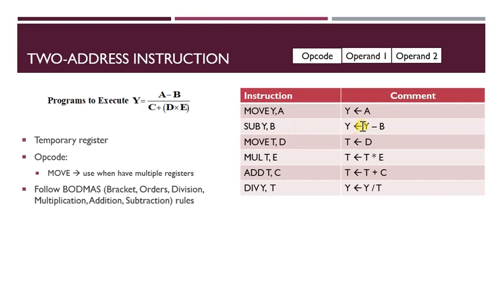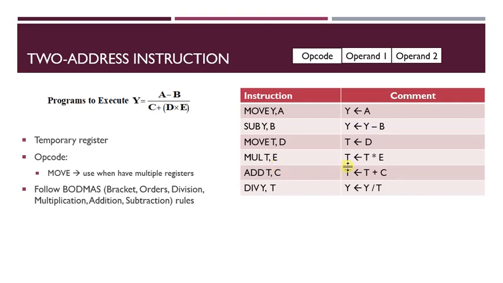Inside Y, you do the subtraction. Because Y already contains the value of A, so Y minus B. Right? After that, you use a temporary register. You move the value of D inside the temporary register. All right, so you move T D. So inside the temporary register, you receive the value of D. After that, T E for the multiplication operation.